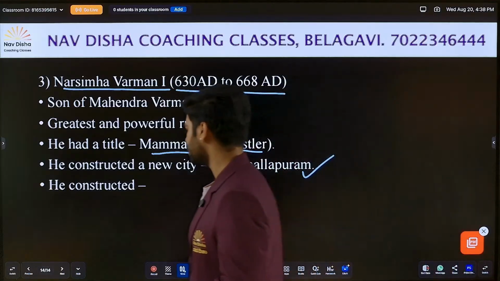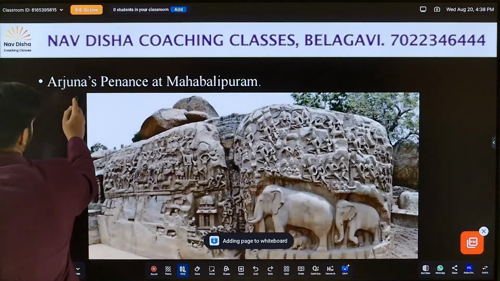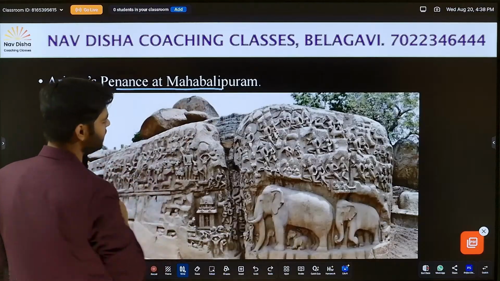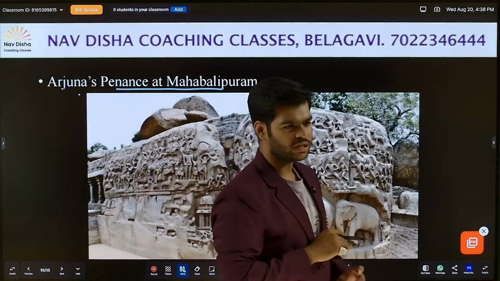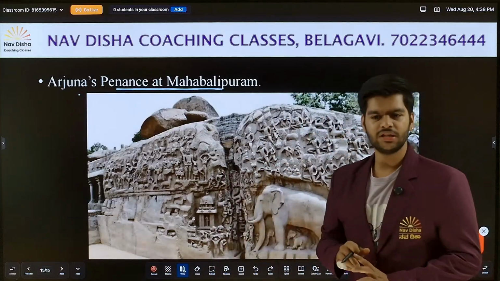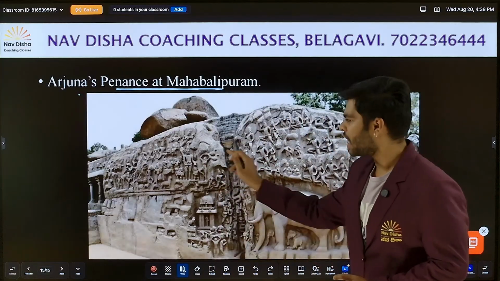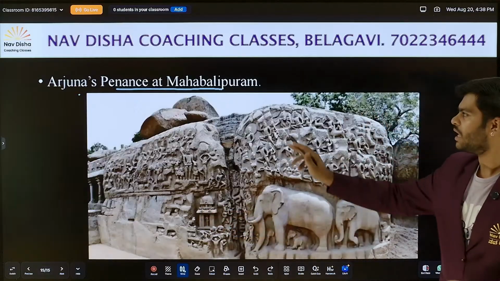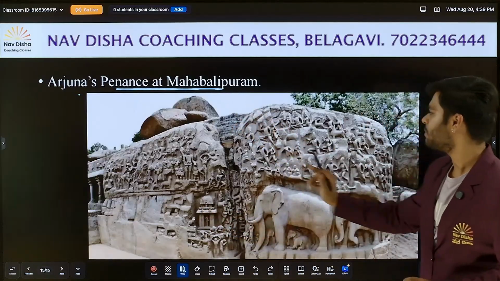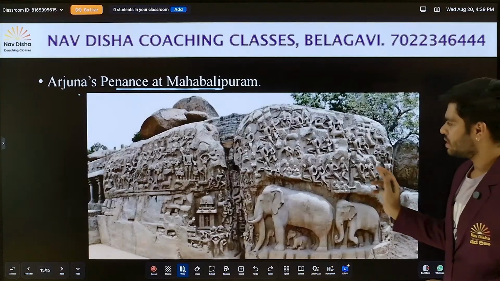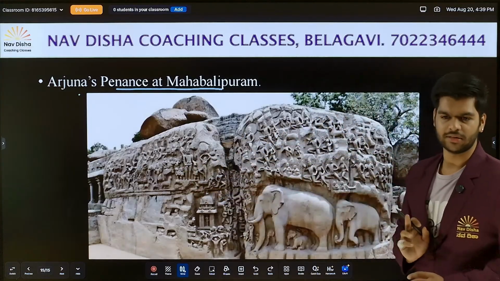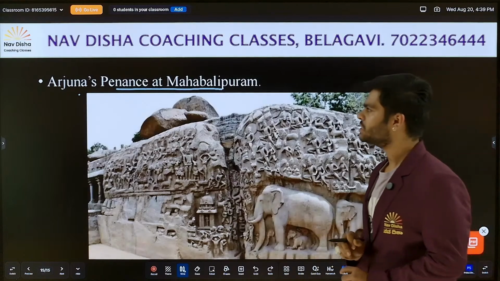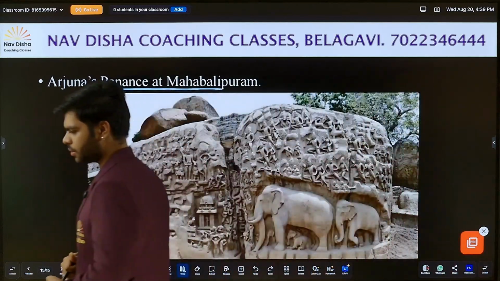Now he first constructed Arjuna's Penance at Mahabalipuram. So you know Mahabharata Arjuna? His story, the entire story without words, he carved on a stone called Arjuna's Penance. It is there at Mahabalipuram. See, it is a big stone and the entire Mahabharata war, what all Arjuna did, is carved there. It is called Arjuna's Penance at Mahabalipuram.